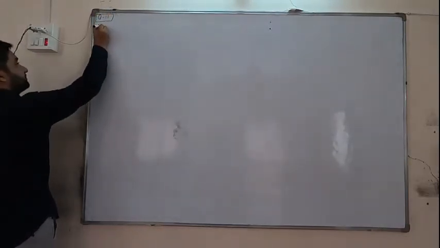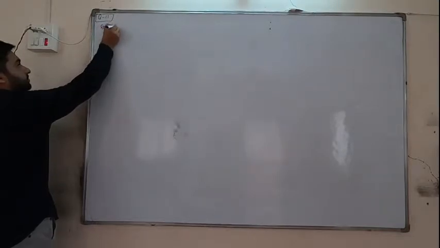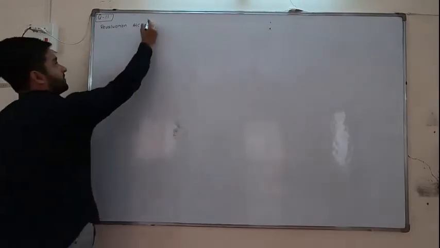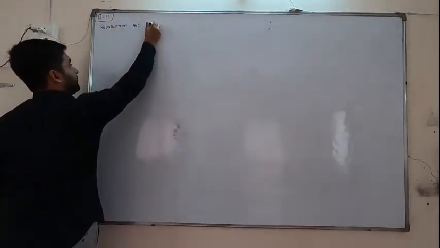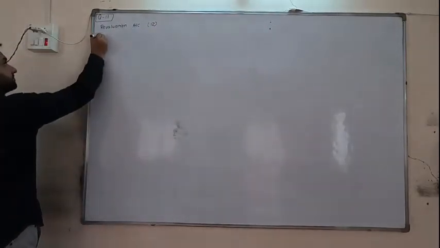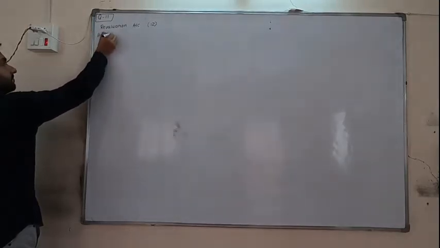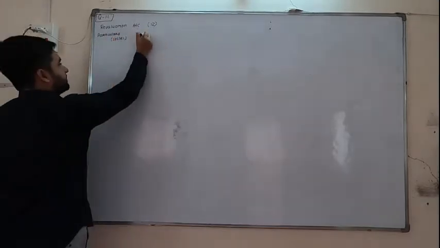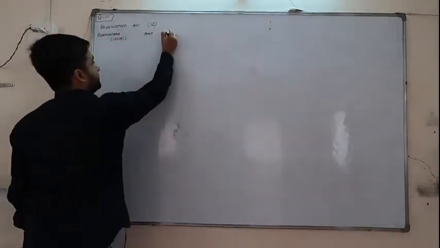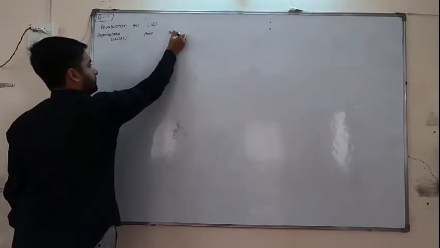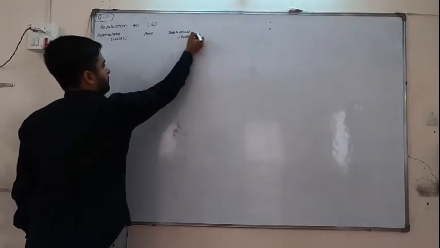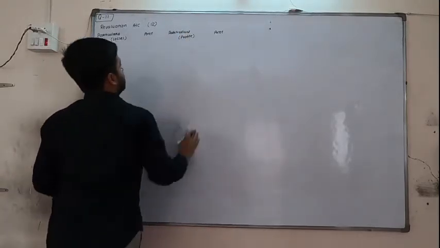So question number 11. Revaluation account. Draw it for 12 lines. Particulars, in bracket I will write losses, amount. Particulars, in bracket profits, amount.